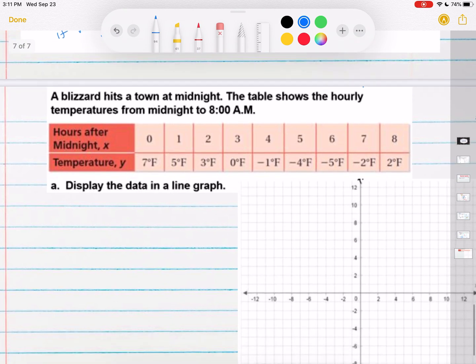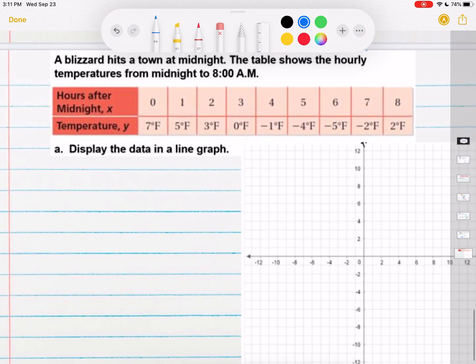Okay, before you all go, let's do a word problem. A blizzard hit the town at midnight. The table shows the hourly temperatures from midnight to 8 a.m. Display the data in a line graph. So we have our data, we have our graph paper, our grid paper.